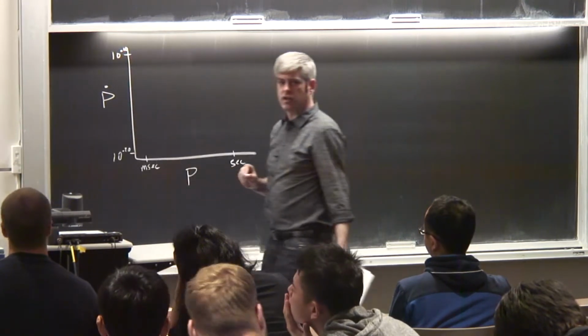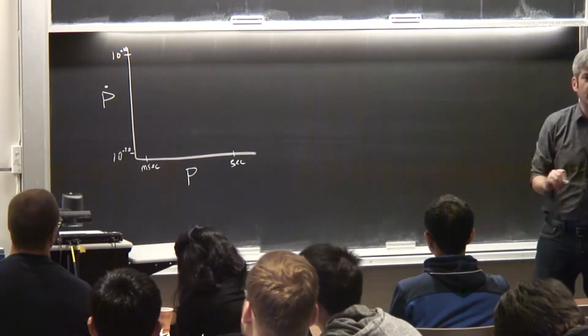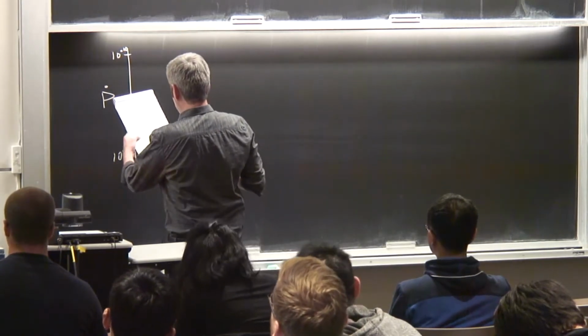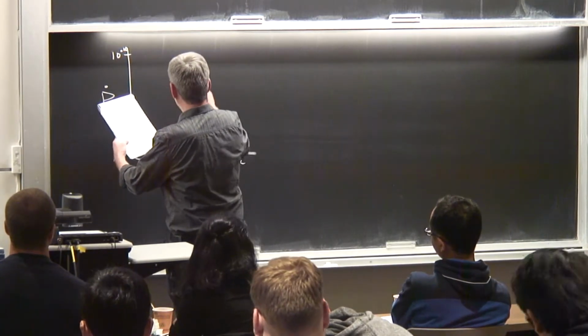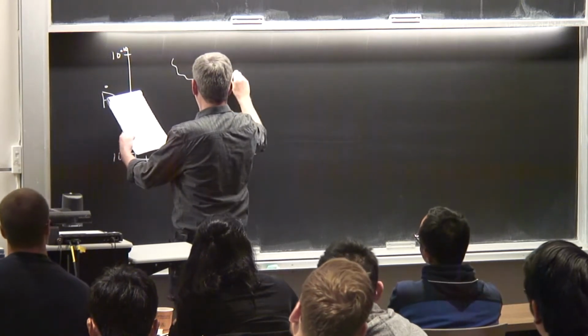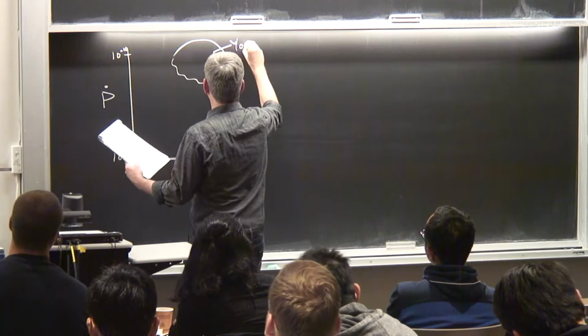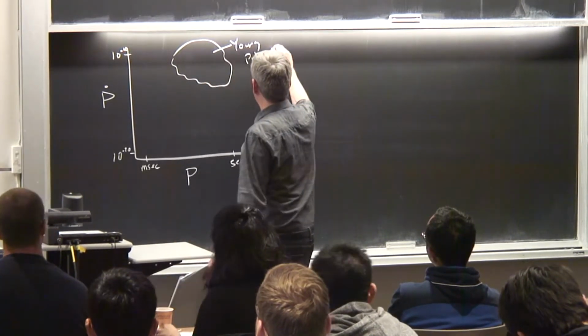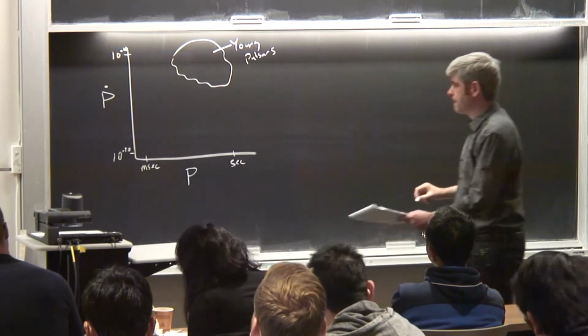If you want a real version of this, just Google pulsar P-Pdot diagram, and you'll find a lot of them, but I'm going to give you a cartoon of it. So you wind up with a population called young pulsars that roughly populate this sort of area.